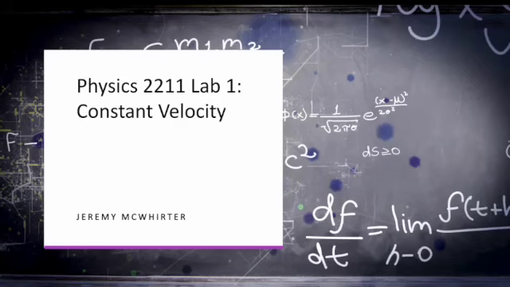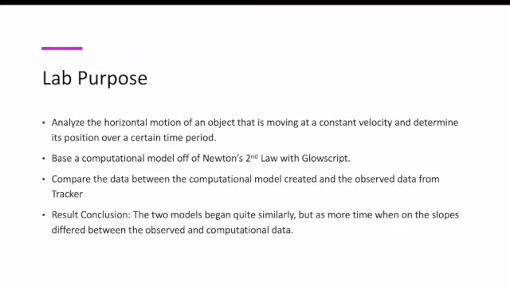This is my Physics 2211 first lab, Constant Velocity, by Jeremy McWhorter. The purpose of this lab is to analyze the motion of an object that has constant velocity. That means it has no net force on it, and you need to determine its position over a time period.